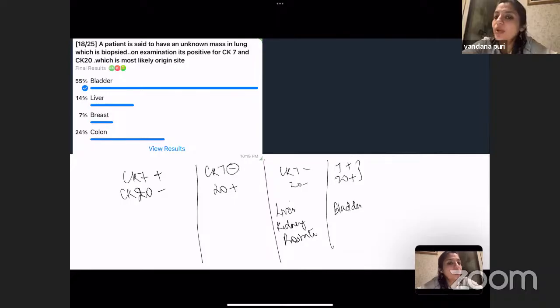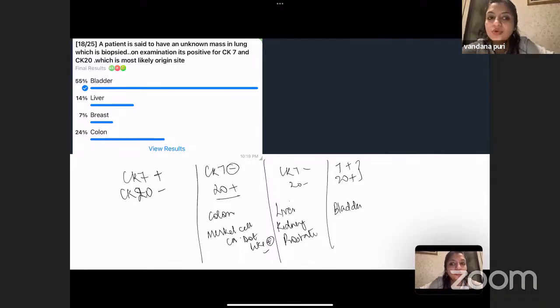Then CK20 positive is colon. Apart from that, Merkel cell carcinoma. Merkel cell carcinoma shows you dot-like positivity. So dot-like positivity of CK20 is Merkel cell carcinoma, which is a neuroendocrine carcinoma of skin.